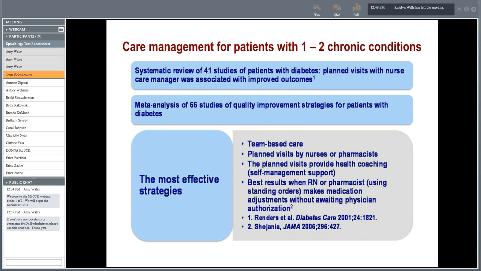In California, the nursing board allows nurses, under standardized procedures, which is pretty much the same as standing orders, which have to be approved by the physicians in the practice. The standardized procedures actually allow RNs to make medication adjustments. That seems to be a really helpful thing. So the planned visit is not only patient education or health coaching, it actually is medication management. Okay, let's move on.